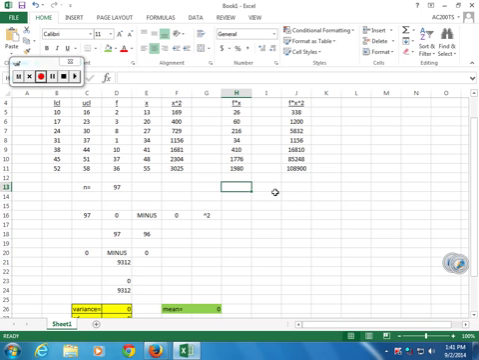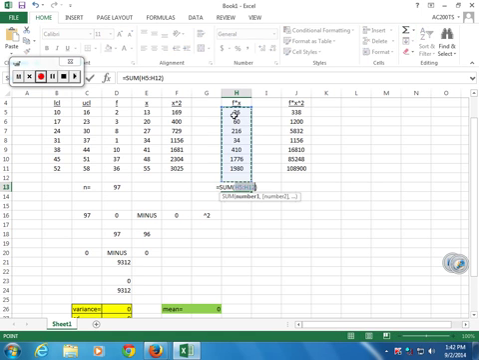Anytime I want a summation, you click on the cell and you click sigma right there. Click it one time and then highlight. Oh, well, it didn't do it. Hold on. Sigma. There we go. And then highlight those numbers.